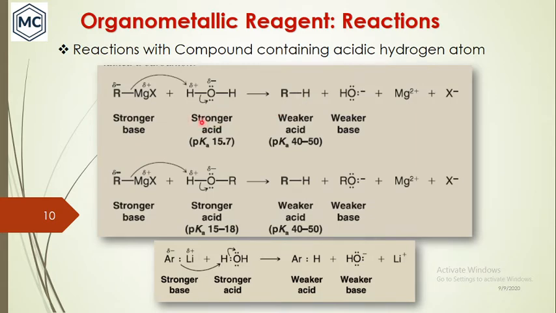And this one is a stronger acid, not a strong acid, but a stronger acid when compared to this weaker acid. You can see the pK values here, and we can compare them. So you get the corresponding hydrocarbon. It actually spoils the RMgX organometallic reagent in the presence of protic solvent. Similarly, if you use alcohol, it can react with the Grignard reagent and form the corresponding hydrocarbon. Similarly, organolithium also can react with this protic solvent and give an aromatic hydrocarbon.